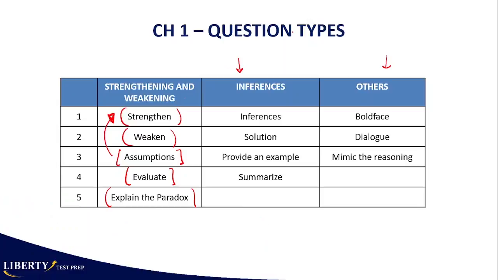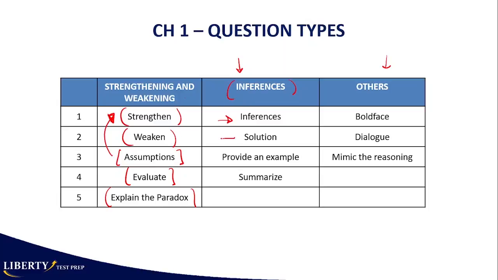Okay, and then we go to the second column. We have the inferences. Now, inferences are a totally different animal. They're a different type of question. We use a different theory in order to solve an inference question than we use for strengthening and weakening. Okay.